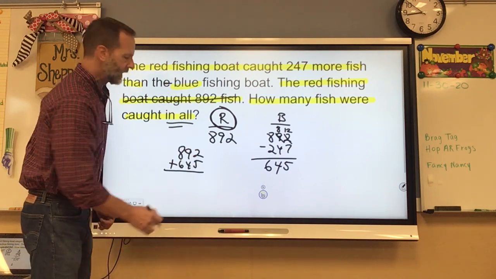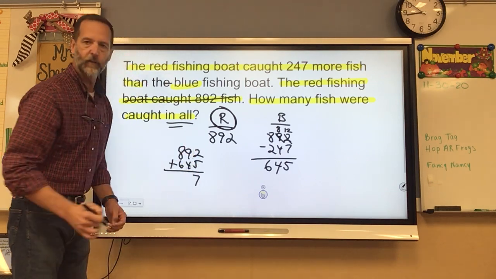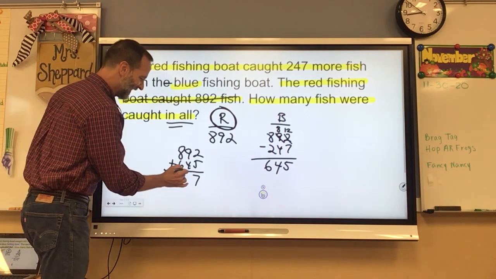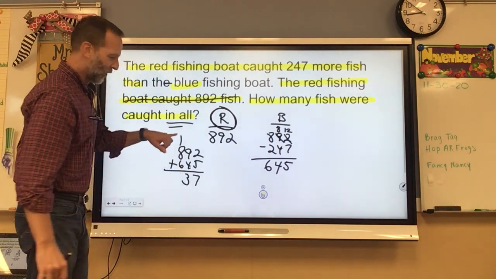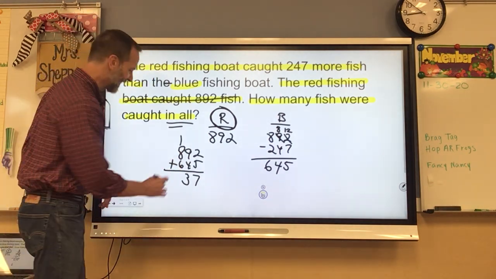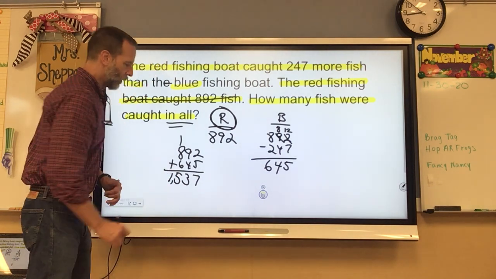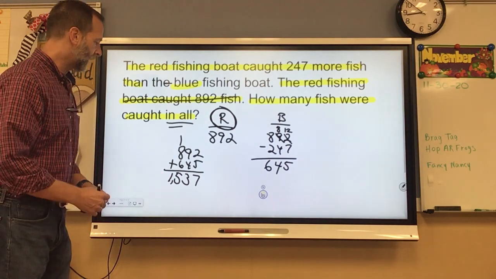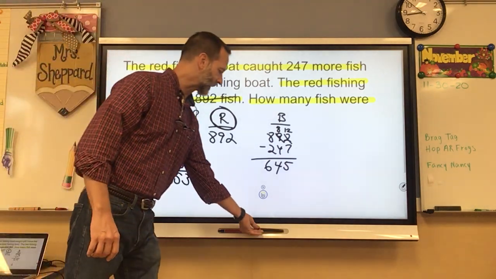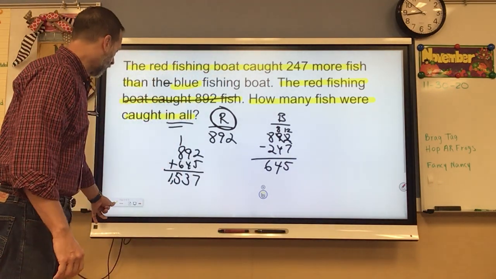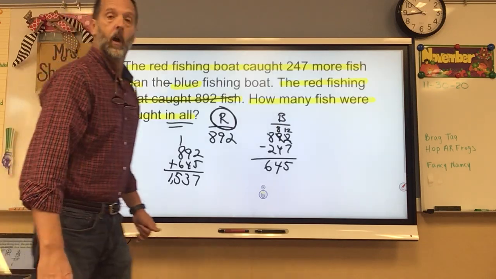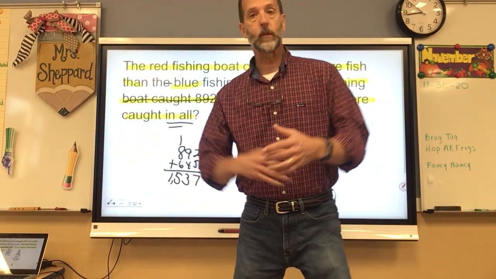2 and 5 is 7. 9 and 4, 13. I saw you counting fingers. 1 and 8 is 9. 9 and 6 is 15. And we get a total of 1,537 fish being caught.